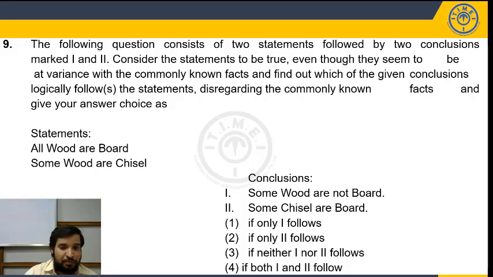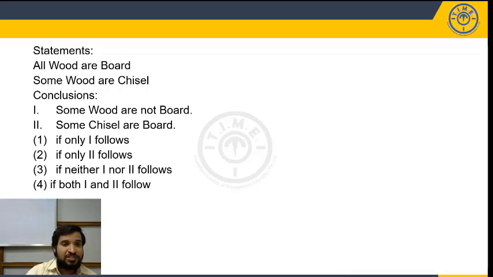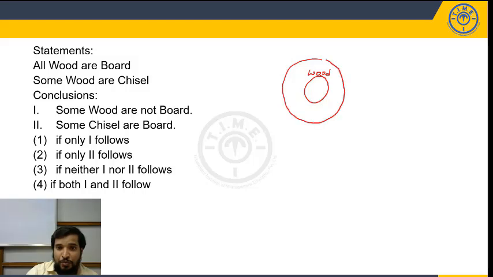So here we are given 2 statements, and among the 2 conclusions, which conclusion logically follows? Now we have to identify. What's the statement? All wood are board. That means wood should be inside and board should be outside. All wood are board. Next, some wood are chisel.